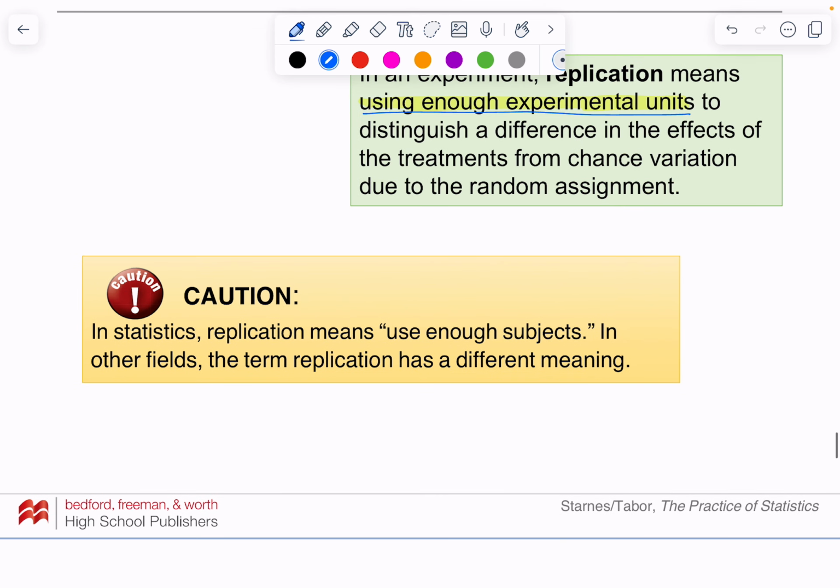So that's what it basically says. Replication means use enough subjects. So a study with just 5 people, I feel like it's not very strong, but an experiment with like 1,000 people, a little stronger. An experiment with like 10,000 people, a bit stronger.